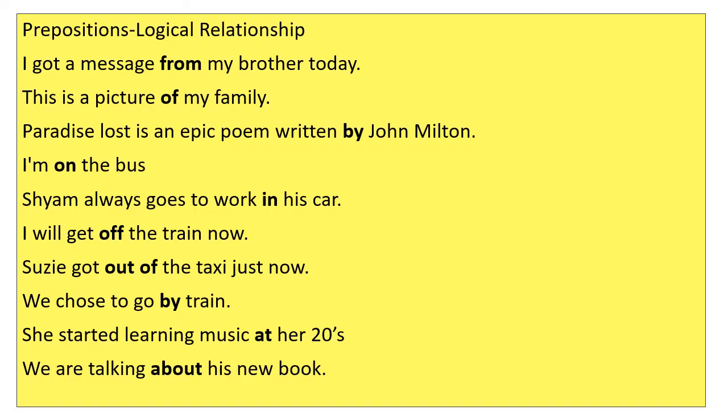Let's see the prepositions of logical relationship in sentences. I got a message from my brother today. It means that I received a message from my brother, or my brother gave me the message. This is a picture of my family. It means that the picture belongs to my family. Paradise Lost is an epic poem written by John Milton. This sentence answers the question, who wrote Paradise Lost.